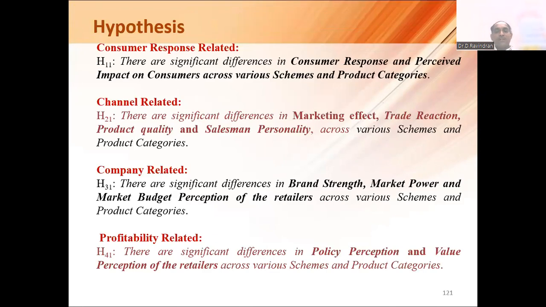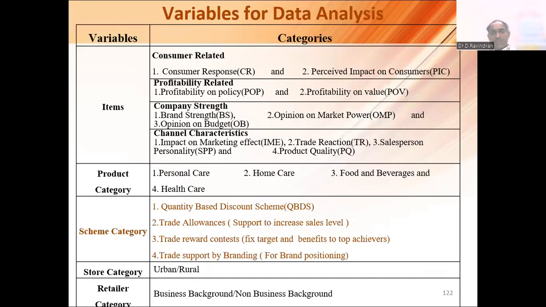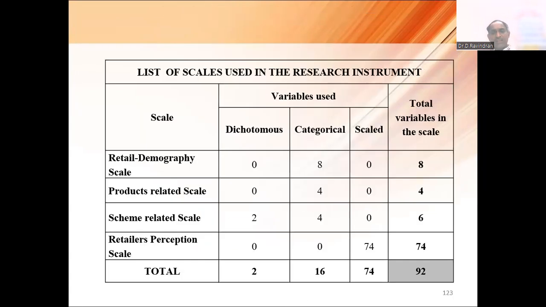Now we come to the hypothesis. There are significant differences in consumer response and perceived impact. Why is it coming as significant? Because mostly ANOVA is used in the study. Chi-square or correlation could be used, but in the entire article or thesis, only ANOVA, the analysis of variance, is used. So significant difference is mostly studied.